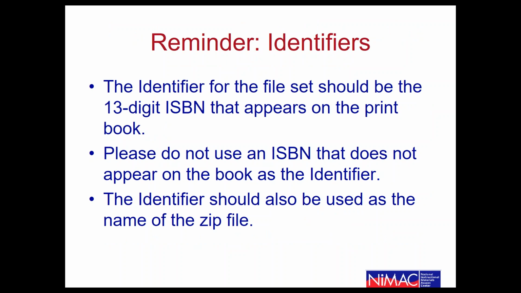Identifiers: we want to just be sure that you always remember that the identifier for the file set should be the 13-digit ISBN that appears on the print book. We ask that you not use an ISBN that doesn't appear. Sometimes there are ISBNs for identical editions that have the same content. Totally fine to include those in the metadata for searching. We actually prefer that you do that. There's a softcover ISBN, there's a spiral bound ISBN. Include all of those in the metadata for searching, but use the identifier for the file set.